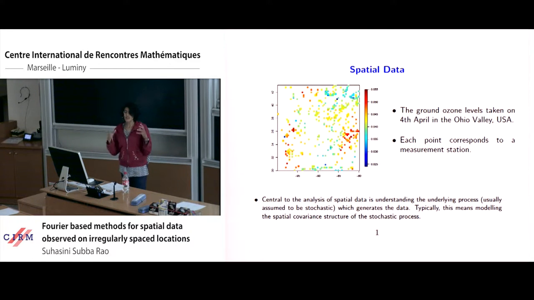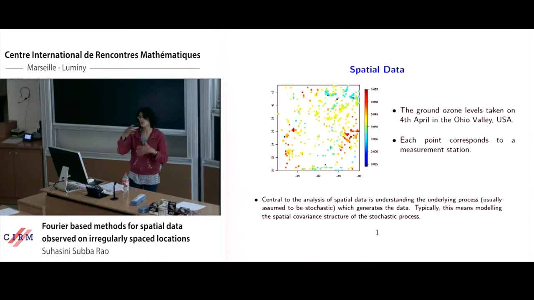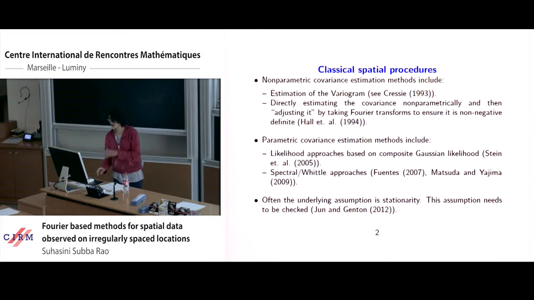Central to the analysis of any type of spatial data like this is understanding the mechanism, the process, which we usually assume is stochastic, that generates this data. What we usually want to do is model the spatial covariance structure. Once you do that, you can do things like kriging, that means predicting at locations which are unobserved.